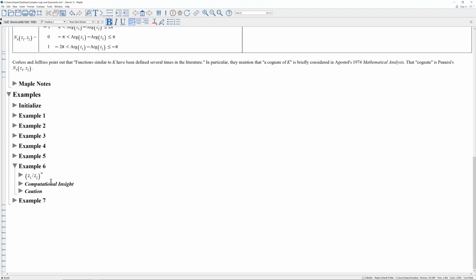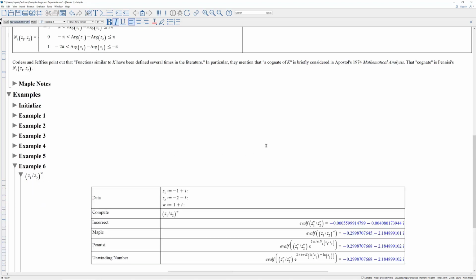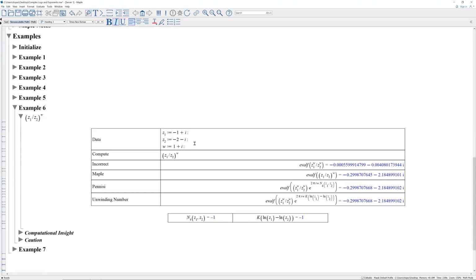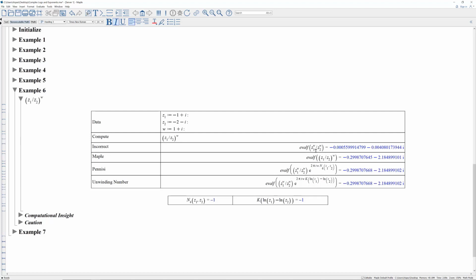Here we have the quotient of two complex numbers raised to a complex power. Two complex numbers, and you'll notice the W is nice. It's got integers, 1 plus i. So what we're computing is the quotient raised to the W power. This is the incorrect way to do it. Distribute the exponent. Well, we get this answer. If you do it in Maple, Maple will do it properly, and it will give you a different answer.